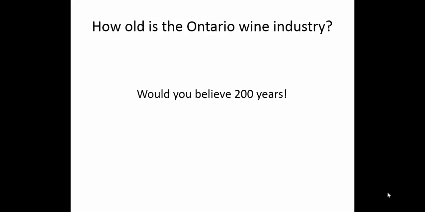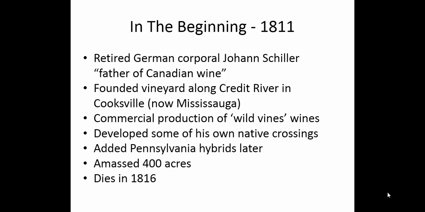So when we ask you how old is the Ontario wine industry, some of you might be surprised to know that it's actually 200 years old as of 2011, which means that it's obviously more than 200 years old now. Ernie Hardeman, who was the MPP for Oxford and the Conservative opposition critic at the time for Agriculture and Food, introduced a private member's bill to recognize 2011 as the bicentennial of the Ontario wine industry, and the bill passed unanimously.